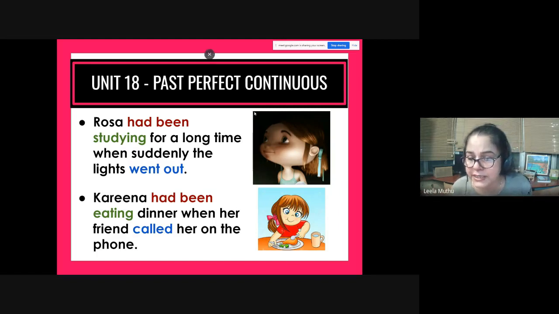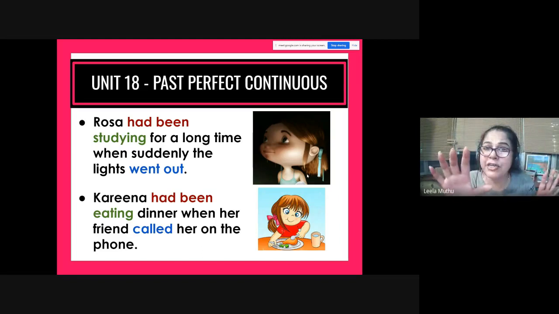So you can see Rosa sitting there in the darkness. Probably she's lit a candle which is lighting her cheeks up here. Okay, but she's obviously in the darkness. So Rosa had been studying for a long time. So the action happened in the past. It was continuous, studying for a long time until the lights went out. Okay, that action happened and stopped the continuation.